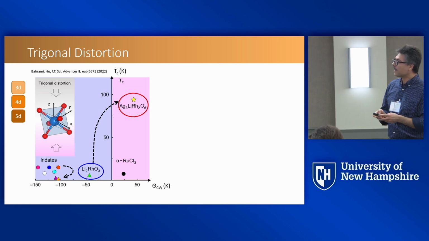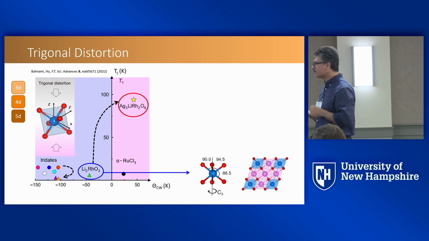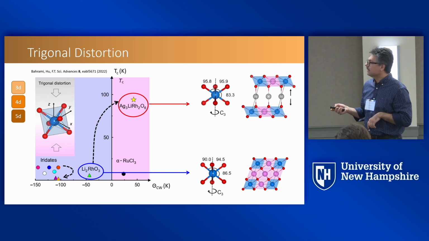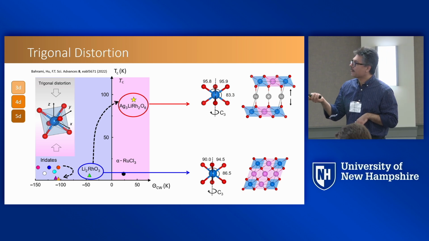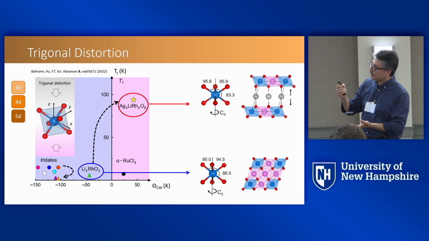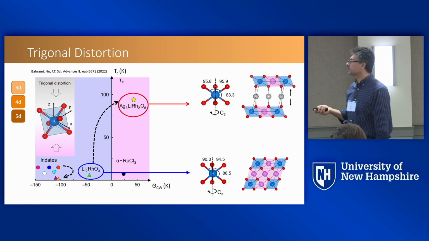And in fact, what we found was that when you perform such exchange reactions, you induce a trigonal distortion in these materials. The trigonal distortion is, if you take one octahedron, which is shown here, and you push the top and bottom triangles of the octahedron toward each other, you have a trigonal compression. You can also have a trigonal expansion. In this case, we found out that we have a trigonal compression.